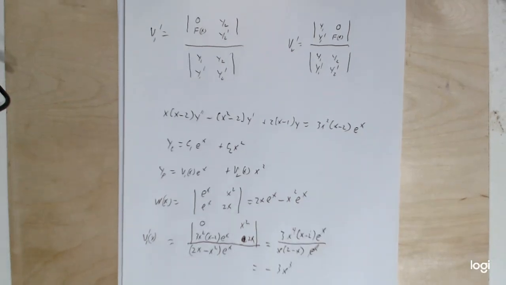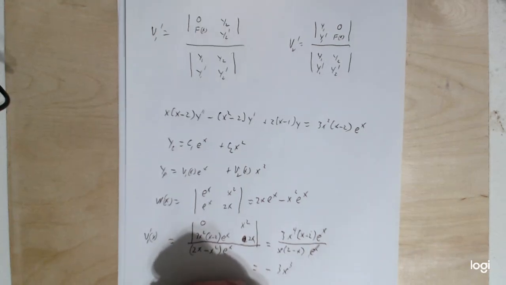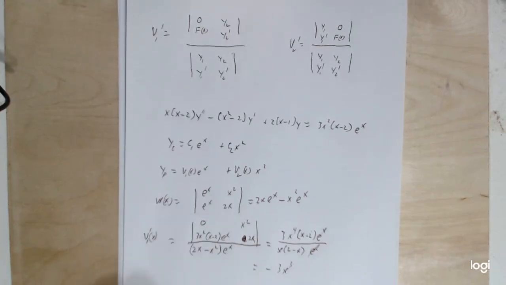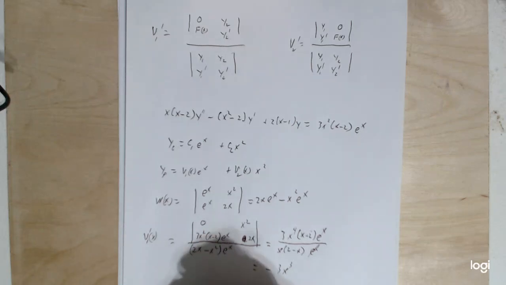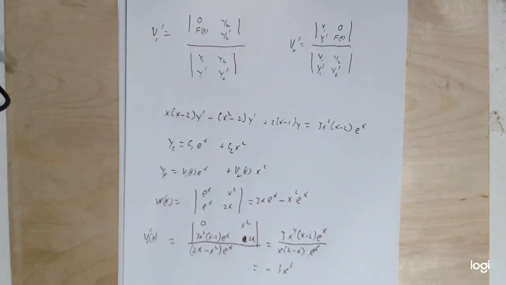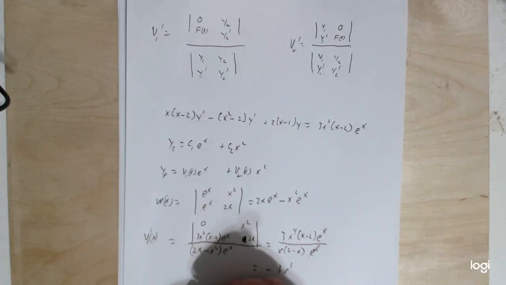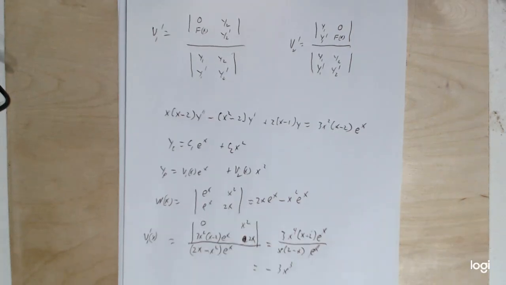Okay, so it looks like v1 is going to be simply equal to the integral of this with respect to x. And that's going to be negative 3/4 x to the fourth. Notice we don't worry about the constant because that would just become part of the complementary solution. Let's go to v2.